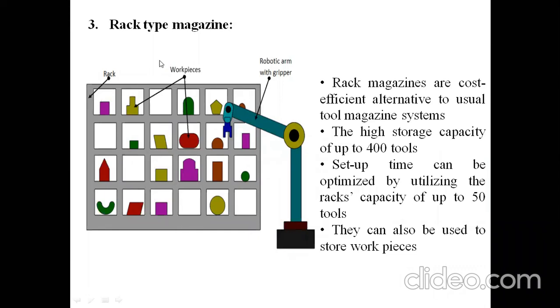Rack magazines are a cost efficient alternative to the usual tool magazine system, and larger tools can be stored by using this rack type of magazine. Setup time can be optimized by using the rack capacity of up to 50 tools. And these tools and workpieces can be moved from the rack to the working position by using a robotic arm with gripper.